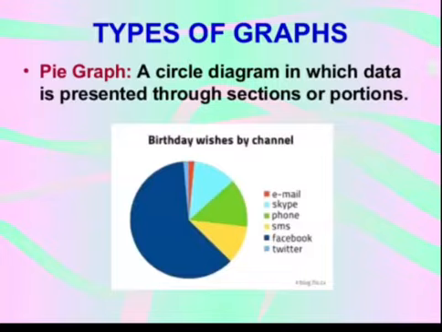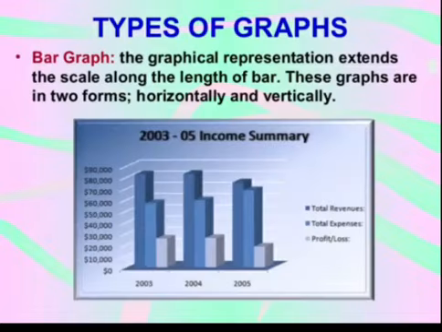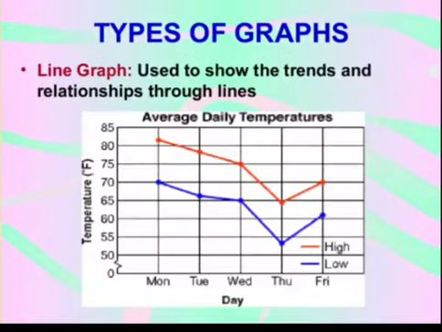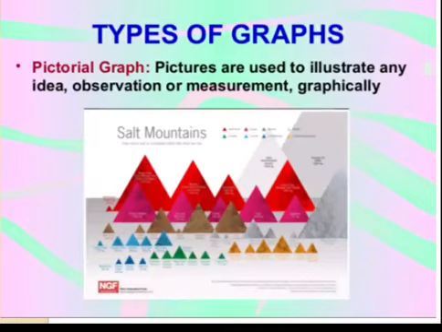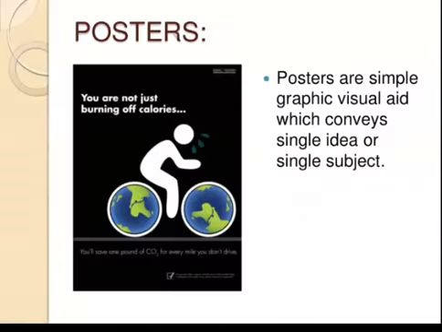This is a pie graph, a circle diagram with sections, and a bar graph. Horizontally or vertically you can show the bars. Line graphs, with which you can show trends and relationships. Pictorial graphs, where you can show with pictures or illustrations.